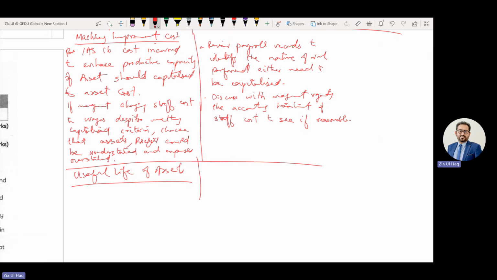Will result into what? Overstatement of profit, assets, and understatement of expenses. How we can verify? We can consult an independent expert regarding useful life. We can obtain representation from management regarding reasonable estimate, and we can discuss with management the reason behind increasing useful life, as there is evidence of loss on disposal from previous lesser depreciation, to see if reasonable.